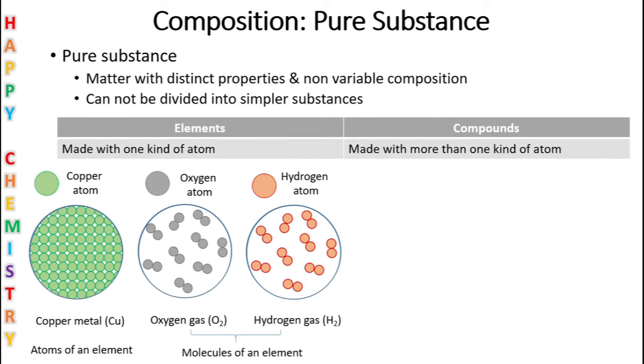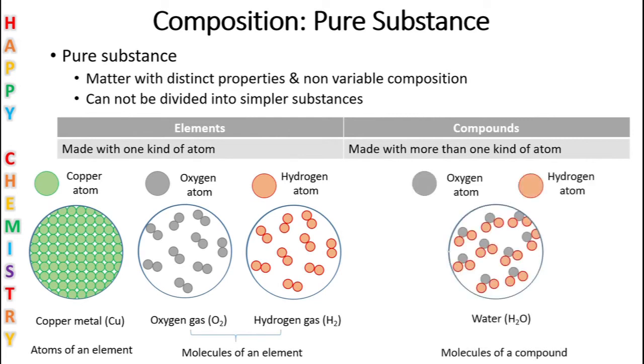Now we will see an example for a compound. We will consider water. Water molecules get together to form water. Two hydrogen atoms and one oxygen atom get together to form water molecules, which exist as H2O. You can see water molecules are formed with two kinds of atoms, hydrogen and oxygen. That means two kinds of atoms are present in the molecule. Therefore, this is an example of a molecule of a compound.